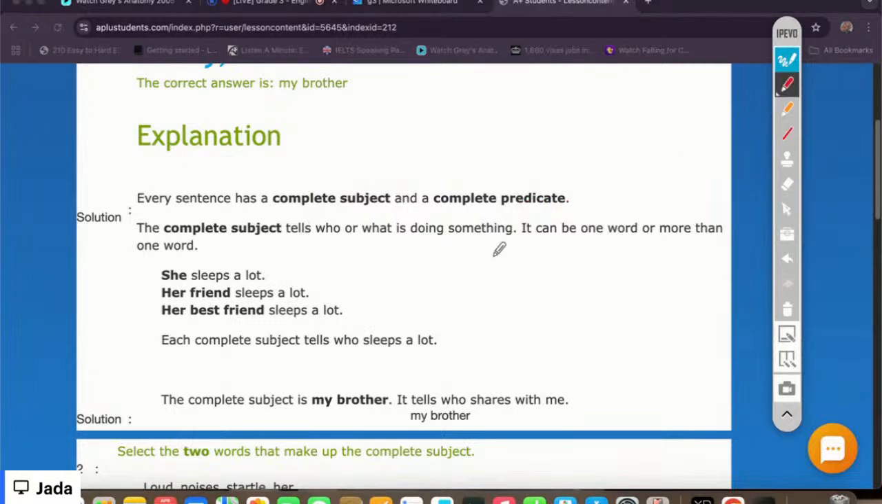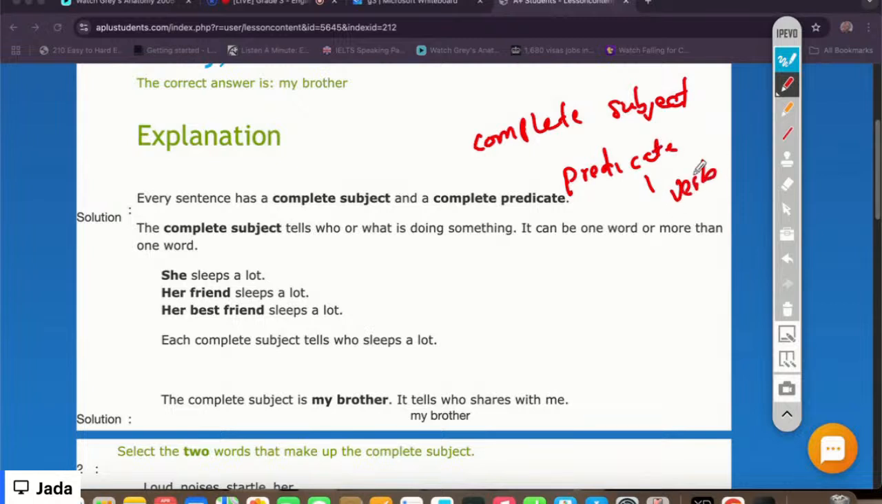Alright, so we will start now. What we need to note is that every sentence has a complete subject and a complete predicate. Every sentence must have a subject and a predicate. If it doesn't have a subject or a predicate, then of course you know that sentence is incorrect and it's missing something. The predicate is literally the verb, the action going on in the sentence.